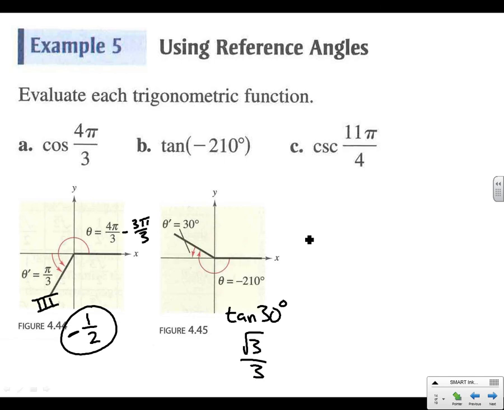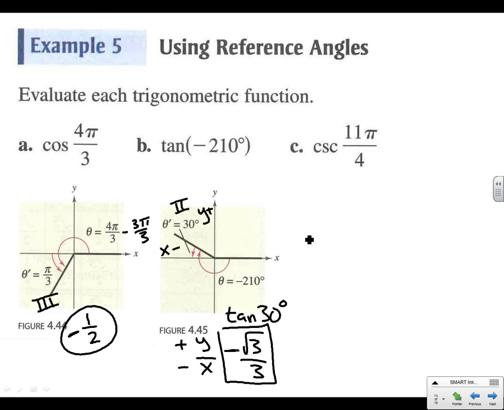Let's think about our signs. In quadrant 2, x's are negative, y's are positive. Remember, tangent is y over x. A positive divided by a negative, that's going to be a negative answer. So we would have negative root 3 over 3 for the tangent.